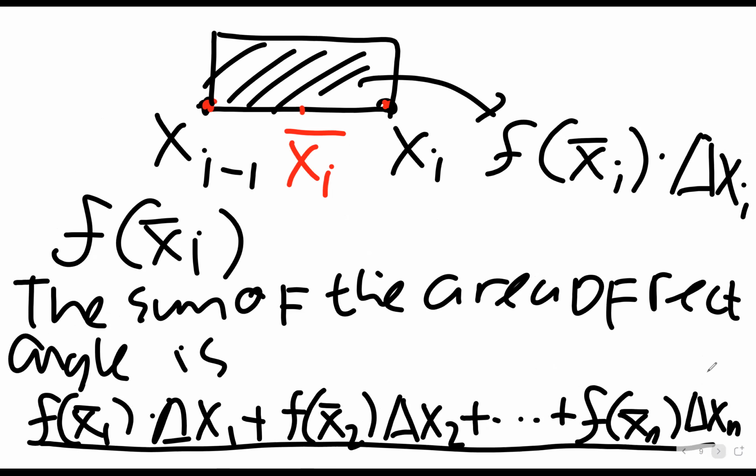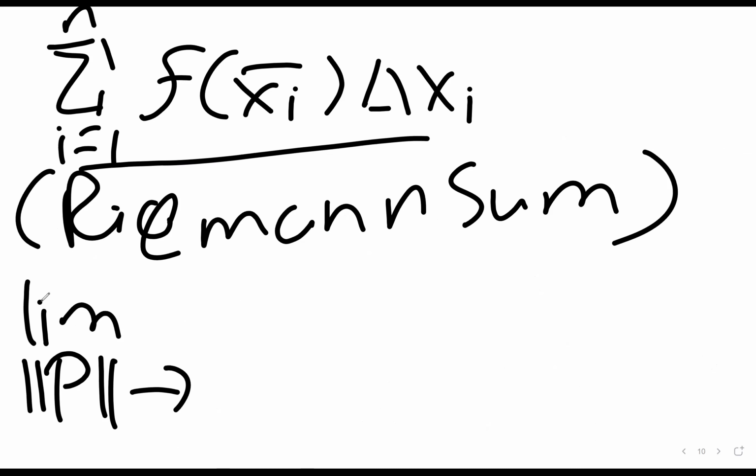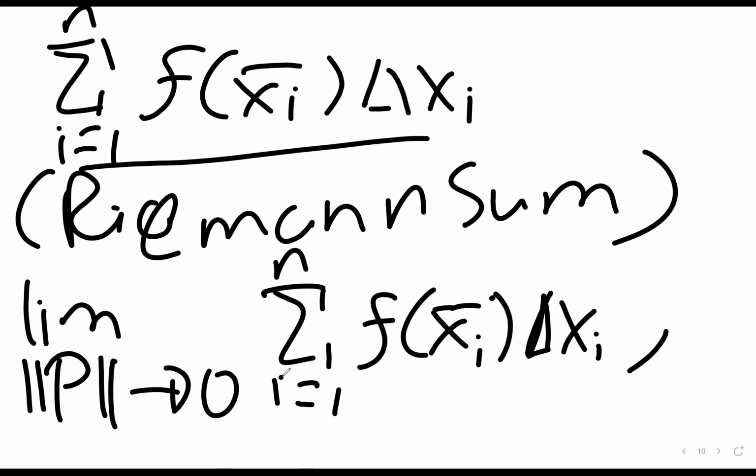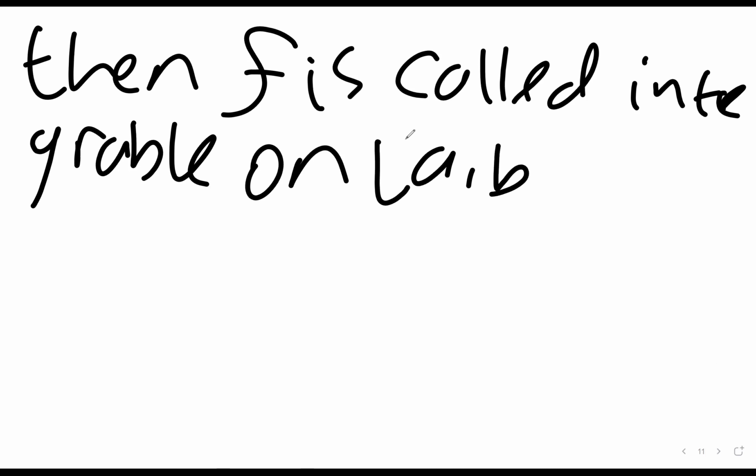Then, after finding the Riemann sum, consider the limit as the norm of the partition P tends to 0 of the Riemann sum here. And if the limit here exists, then f is called integrable on the interval a comma b.